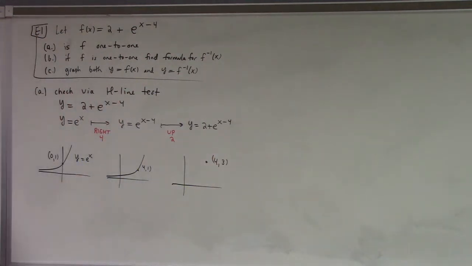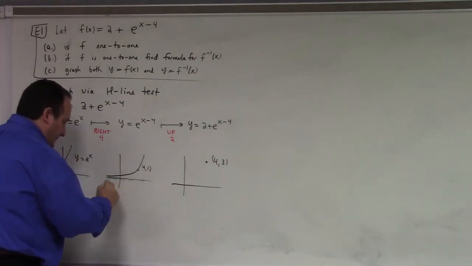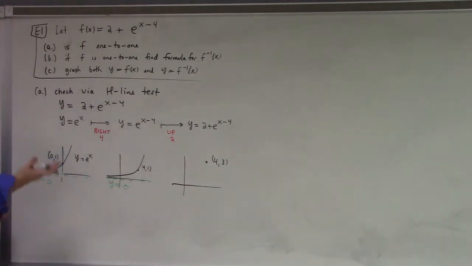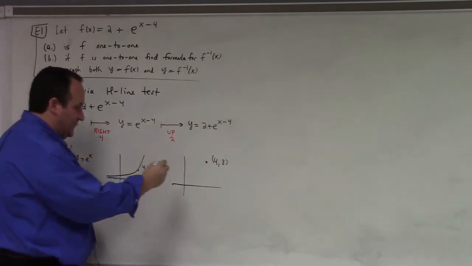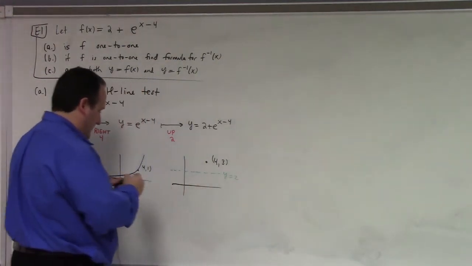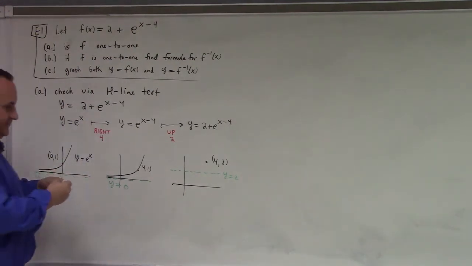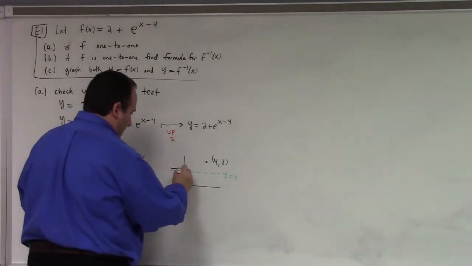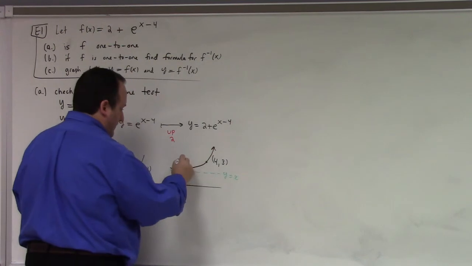And the other thing to think about is the original e to the x has a horizontal asymptote of y equals 0, right? And when you shift right, you still have the horizontal asymptote of y equals 0. But when you shift up 2, the horizontal asymptote shifts up to y equals 2. So the graph looks something like this.